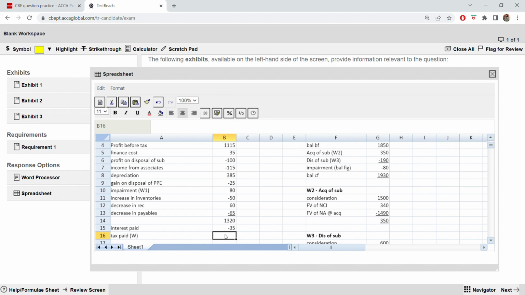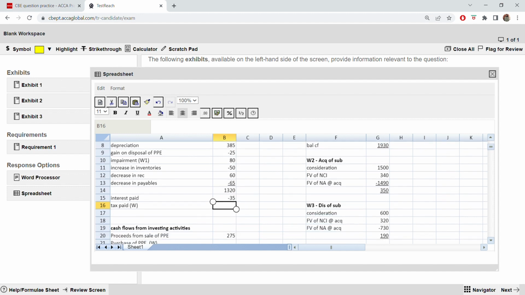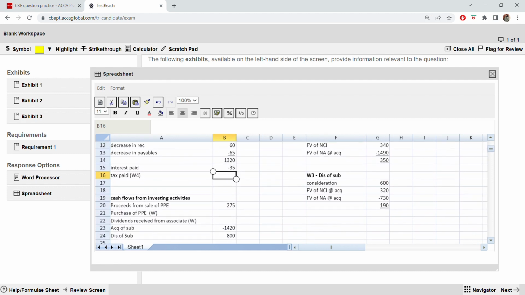Now, for tax paid, you have to do a separate working. So we'll start with this working because you need it for operating activity, which is labeled as working 4, because already 3 workings are over. So working for tax. Okay, and bold.